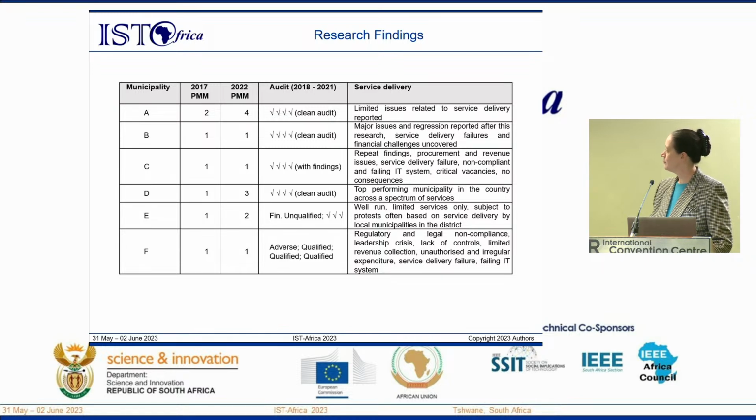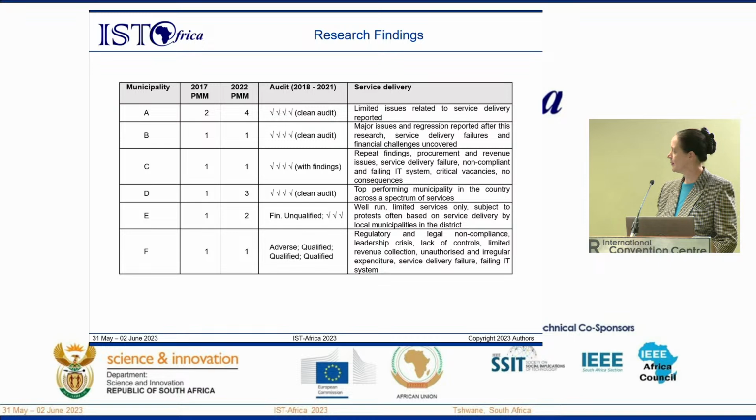Municipality D is one of the top performing municipalities in the country across a broad spectrum of services, including financial, and also including their governance and their risk management. Municipality E, well run, although they only provide limited services, and I can explain this to you without indicating which municipality this is. They are a district municipality, so they do not have the same services as a metro or a local municipality, and that is why they only have limited services that they offer, but they are well run.